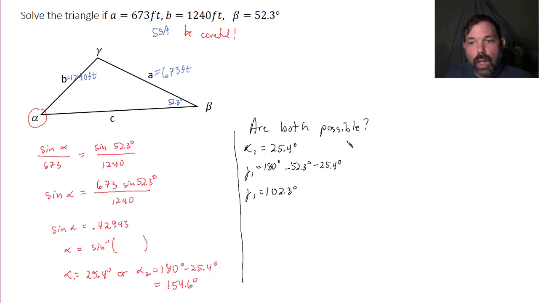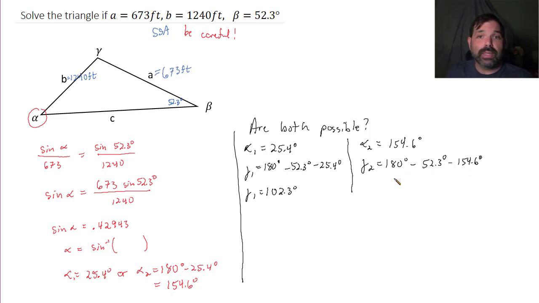degrees. What about if we take alpha 2? Alpha 2 was 154.6 degrees. Then gamma 2 would be 180 degrees minus 52.3, right? That was the beta value, minus 154.6 degrees. And I hope you can see that this is not possible. 180 degrees minus 208 degrees gets us into negative angles, which doesn't make sense in this context. So this can't be possible.